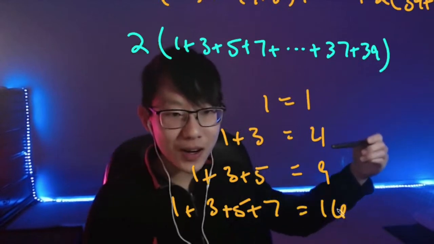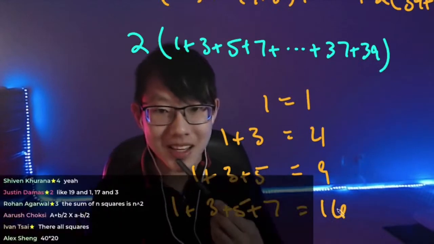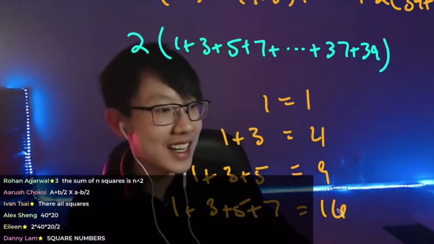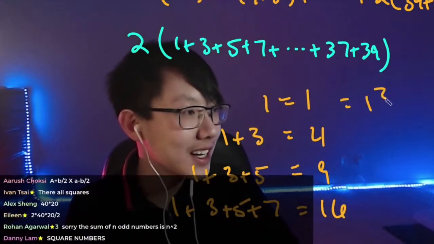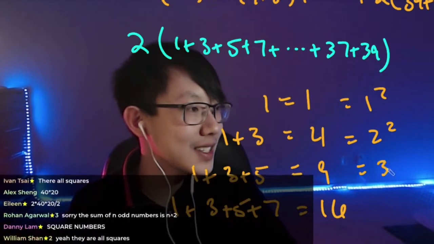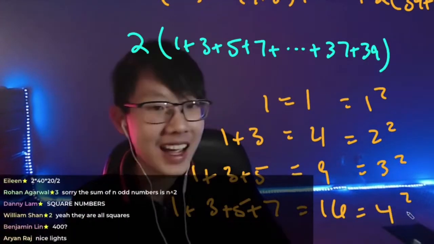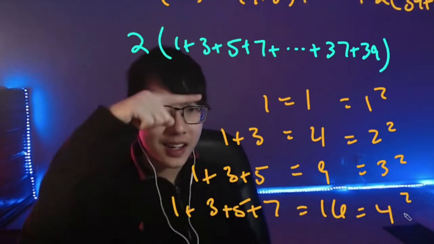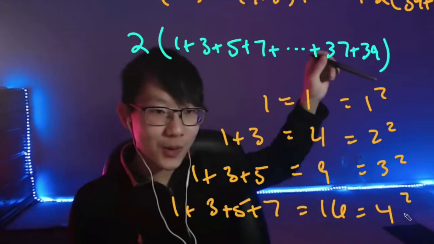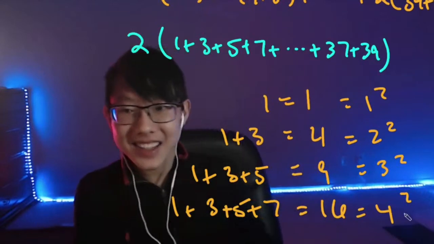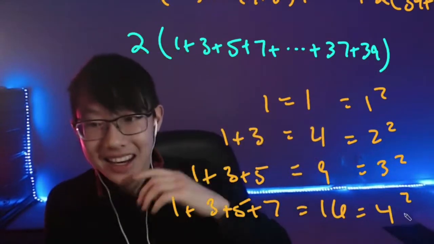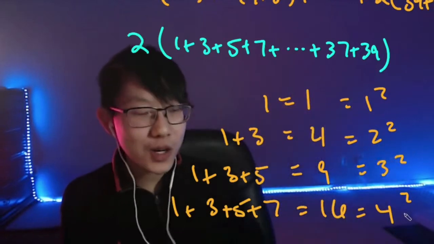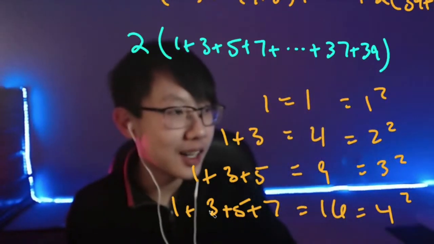And if you notice, 1, 4, 9, and 16, what's special about that? Right there, Ivan says they're all squares. These are all squares, and coincidentally, they happen to be 1 squared, 2 squared, 3 squared, 4 squared. And how many odd numbers are there here? 1, 2, 3, 4. So the answer is the sum of the first n odd numbers is just n squared.